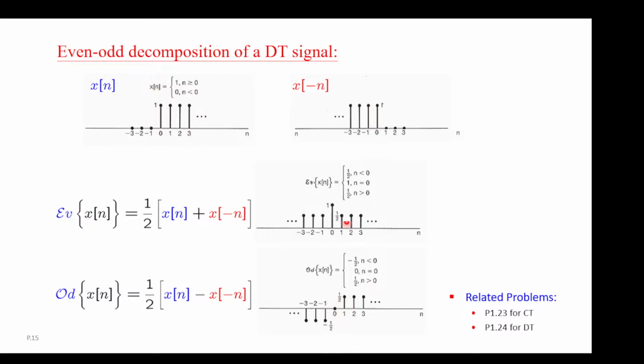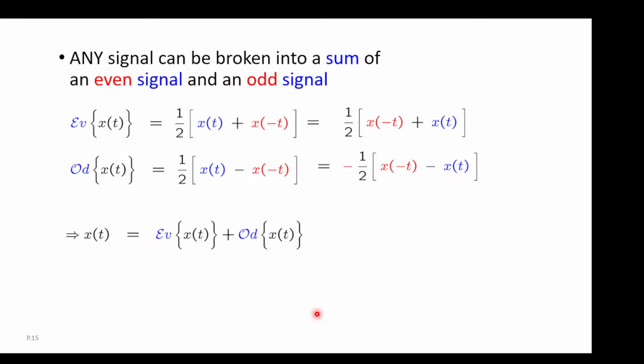And then the other part, you have the 1/2 x of n, you have 1/2 here, and minus 1/2 x of minus n, you get this minus 1/2 here. Okay. So this is the even-odd decomposition of a signal. Okay. Any question? This is rather simple.